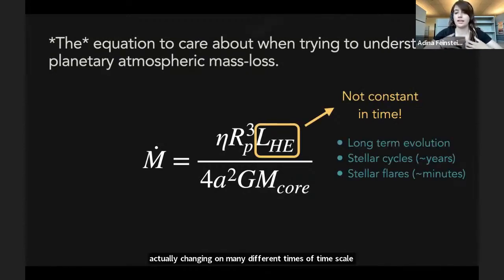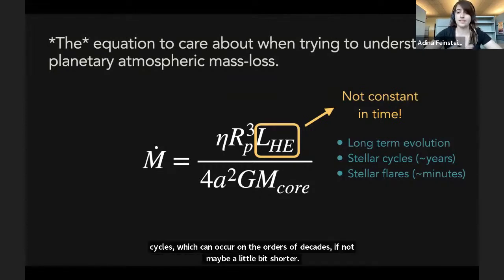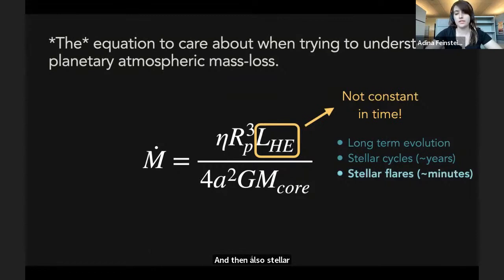So here we're thinking about long-term evolution, where you see your XUV luminosity decrease over billions of years, stellar cycles, which can occur on the order of decades, if not maybe a little bit shorter, and then also stellar flares, which occur on the order of minutes to hours. And so the research that I have been focusing on is understanding how atmospheric mass loss relates to these really short duration, high energy outbursts known as stellar flares.